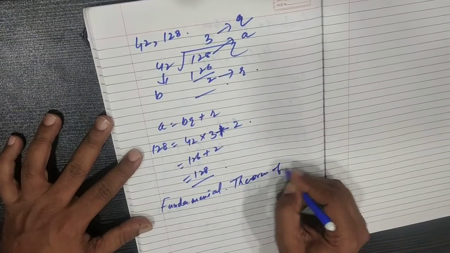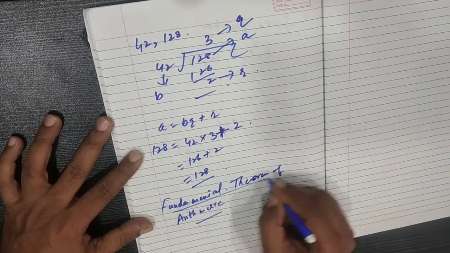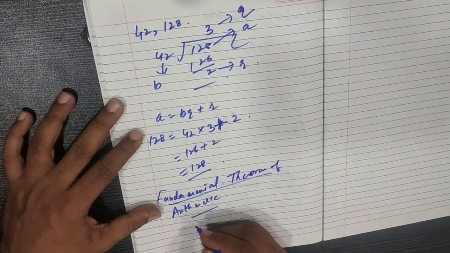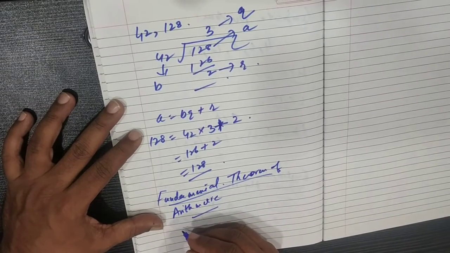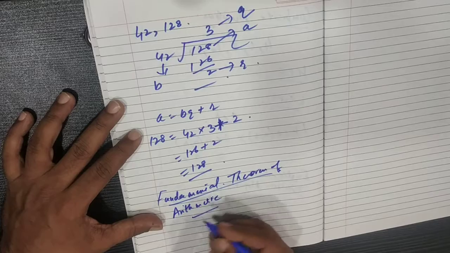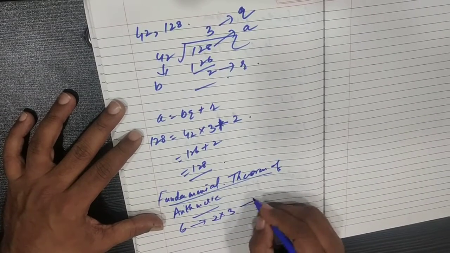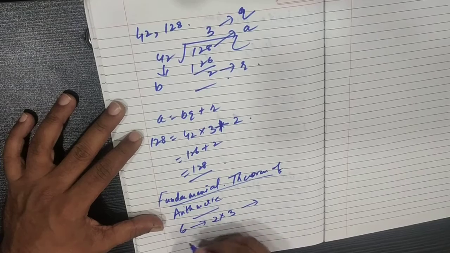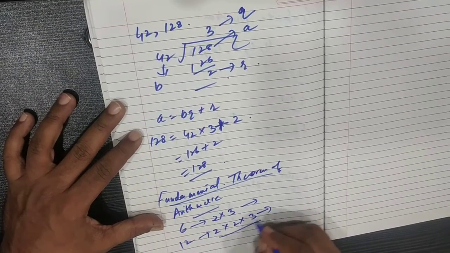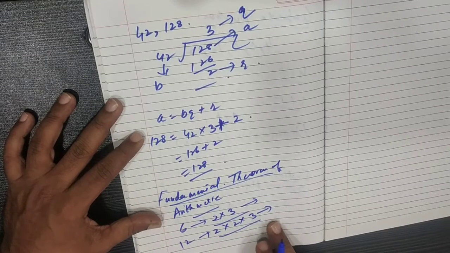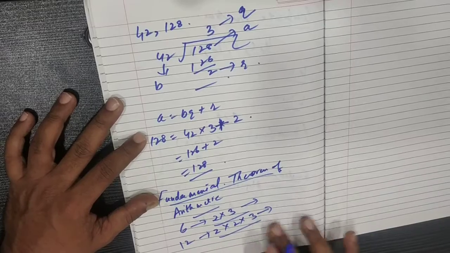Now one more theorem that must be known to you for this chapter, that is the fundamental theorem of arithmetic. Now what is this fundamental theorem? According to this, suppose I take any number 6. It can be represented as 2 into 3, that is unique prime factors. Similarly, I take any number 12. 2 into 2 into 3, that can also be represented in prime numbers, that is unique. Order can be any, but these numbers are unique.